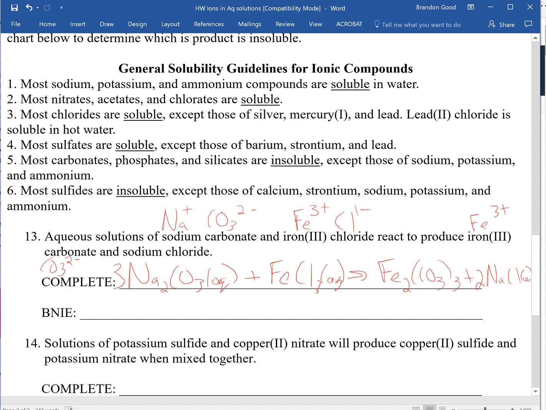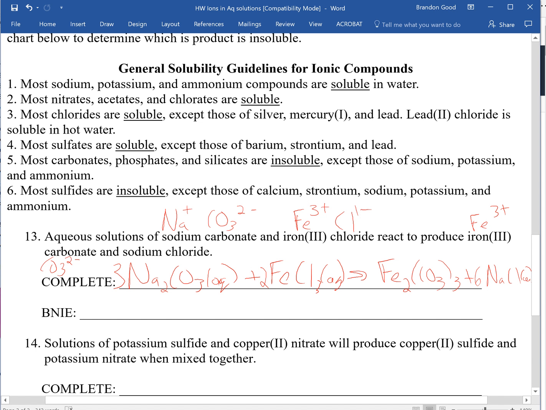Okay. Now that just messed up our sodiums. Well, that's okay. We can go ahead and fix them. We're going to put a 6 there now. Okay. Iron, we have 2 irons. And now that means we have 6 chlorines on the left, 6 chlorines on the right. We're done.